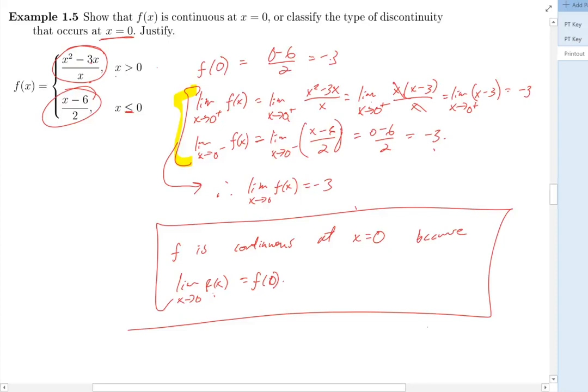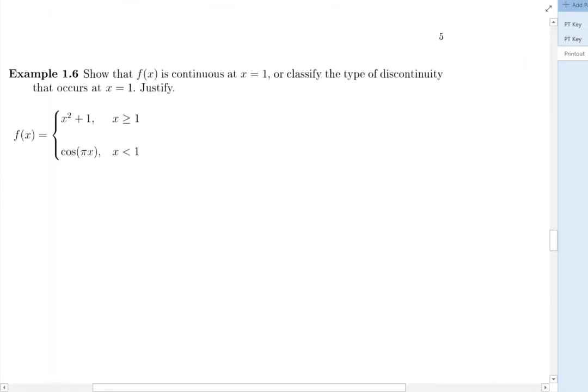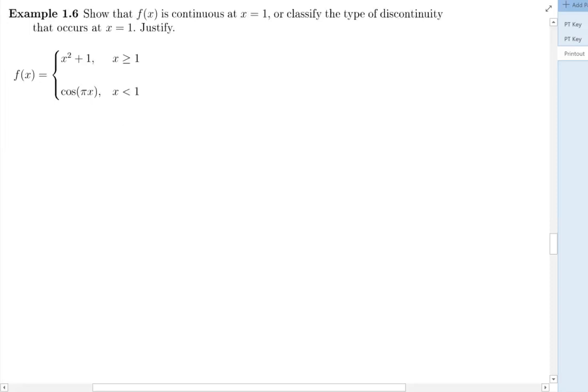I'd honestly be shocked if the majority of calc teachers didn't give a question similar to that on a continuity test. Obviously, these specifics will change, but they're going to want you to prove a function is continuous, and that's how you're going to do it. Okay, next one says show that it's continuous or classify the type of discontinuity. So it might be continuous, might not be.